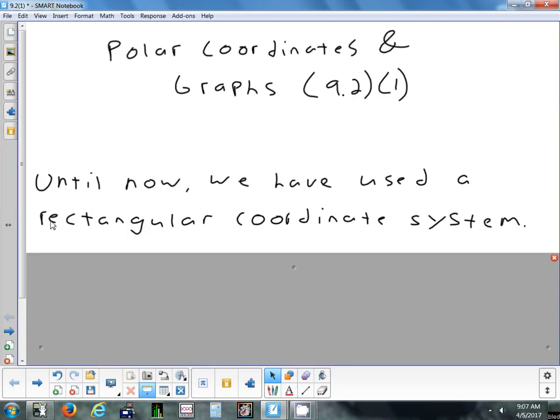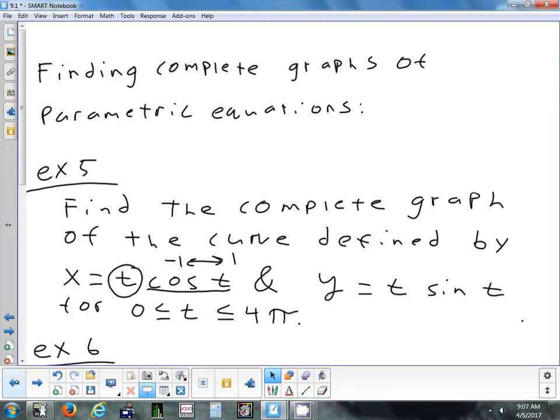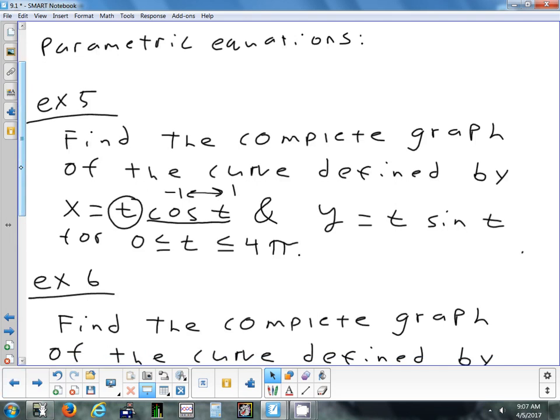Basically, everything we've done, even parametric, is based on a rectangular grid. Okay? What that means is anytime you graph something, you have an x value, and you have a y value. When you do something as a function, like y equals mx plus b, you create x and y coordinates. When you do something that's parametric, like example 5, you still have x and y coordinates. The difference with parametric is you have two separate formulas for x and y.